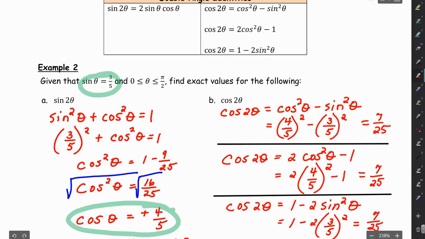So again, you only had to pick one of those, but I wanted to show you that no matter which one you pick, any of them will work.